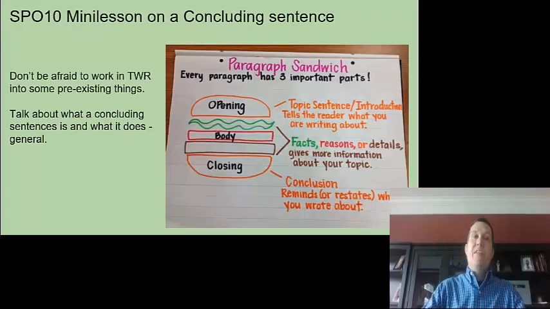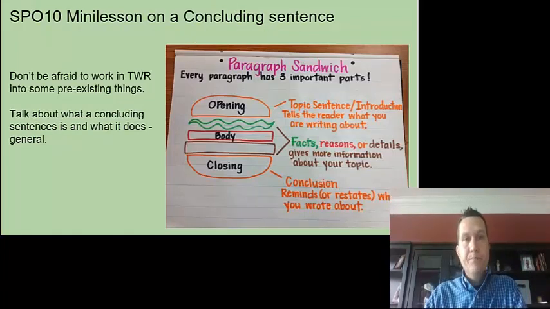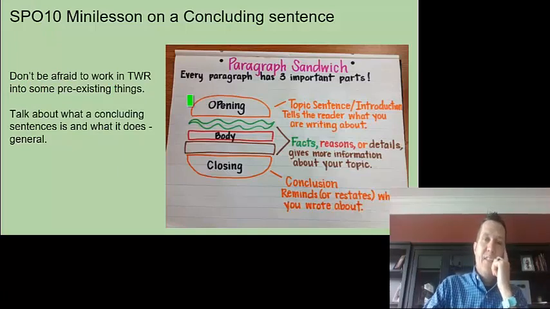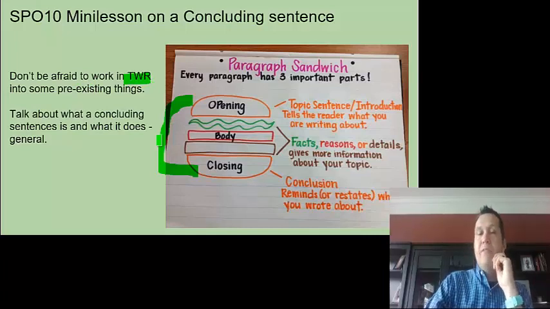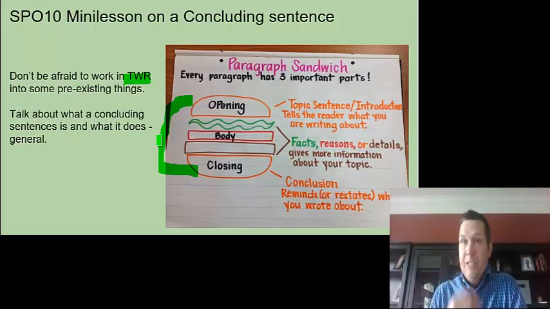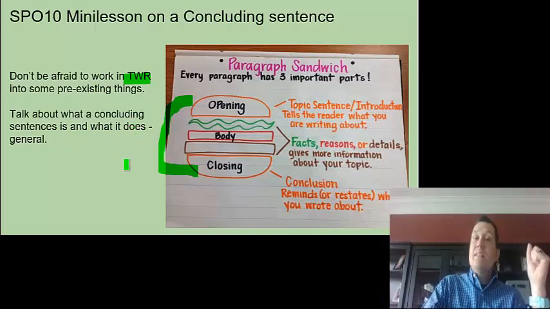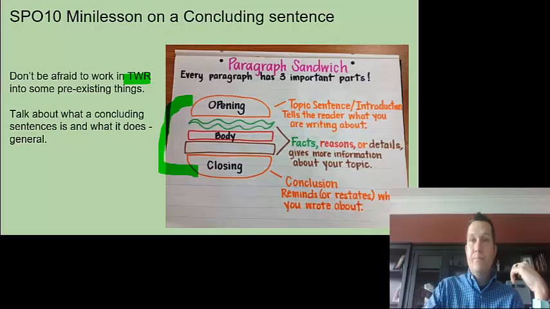You'll want to start off by having them do this with your model and support, and then hopefully get to independence. Standard 10. In this one, you're going to want to do a mini lesson on the conclusion sentence, whatever you'd like to call it. They use concluding sentence. I've shown you an example. The reason I chose this one specifically is because you probably already do some of these different types of things, and that's okay. You just might want to work in some of the acronyms and vernacular from The Writing Revolution. You can talk about what a concluding sentence is and what it does in general, which would be the example you'd want to do there.